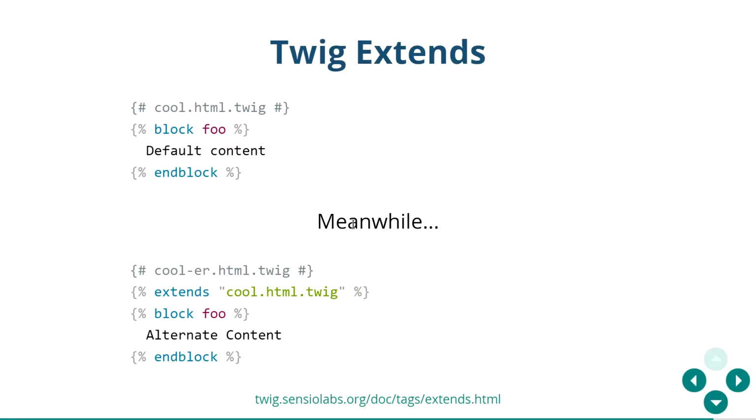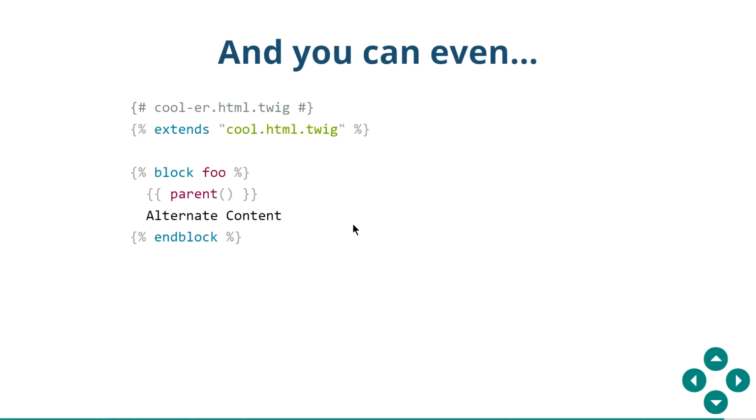Then in a totally different Twig file, I can say this Twig file extends the cool Twig file. This is the cooler Twig file, though. And I'm going to change all this code around it. Anyway, you can change what's inside of that block. You can change it completely to something else. You can do alternate content. Or you can even refer to the parent content that was passed from the template that you're extending.